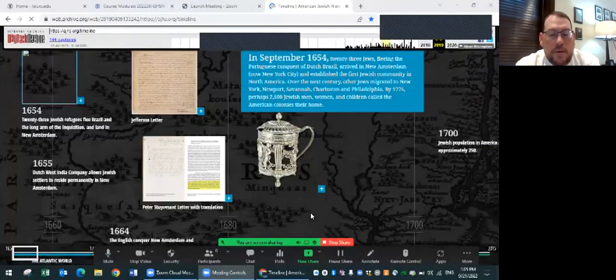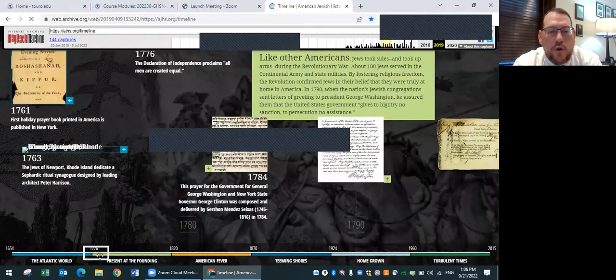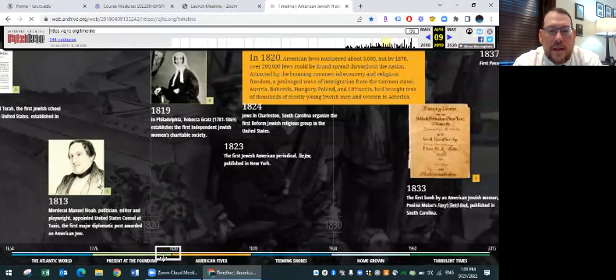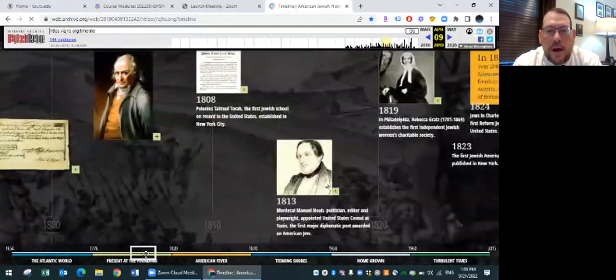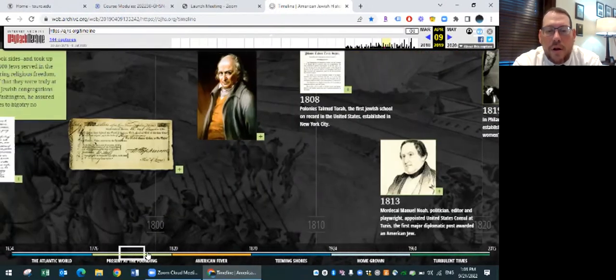So just for those of you, here is our timeline. Just to remind, so we're this period, and now we're here. We're focusing on this period, present at the founding, 1776 to 1820. That's what we're going to do today. Hopefully, finish that, and even maybe begin the next period from 1820 on.